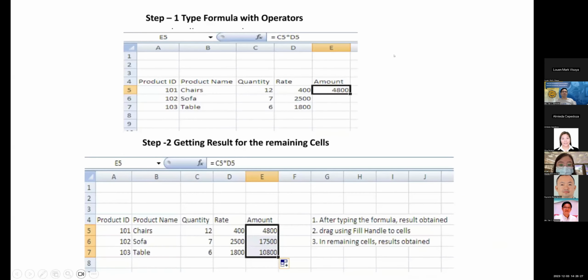So here's an example of how we use formulas in Excel. We first type the formula with the operand and the operator, so the equal sign. If we want to multiply the quantity times the rate, we enter the cell identity, so C5, then asterisk, B5, then we press enter, and we get the amount. To get the results for the remaining cells, we can use the fill function, wherein we click the corner here and then drag down to get the results of the remaining cells. Next slide.